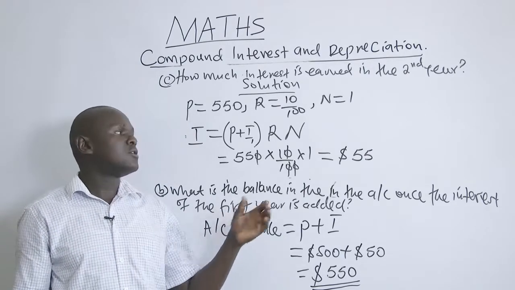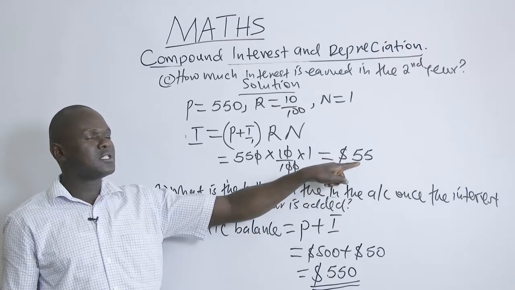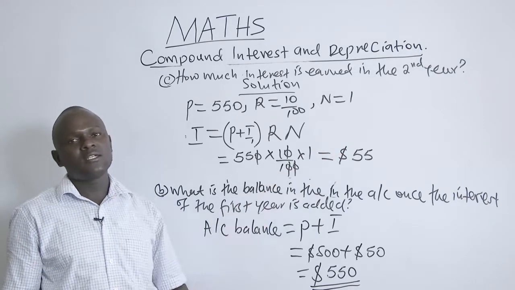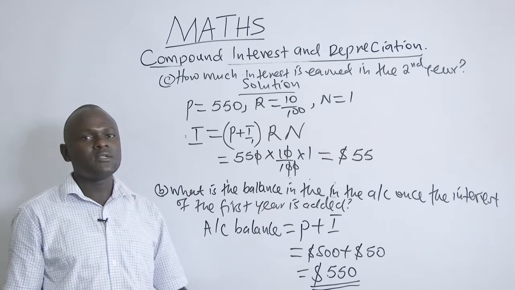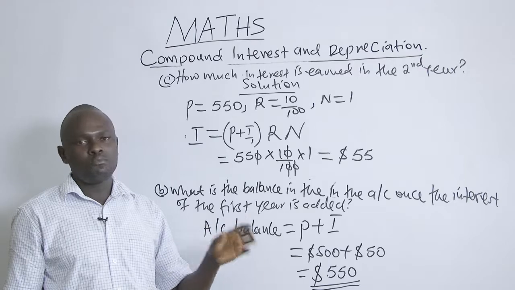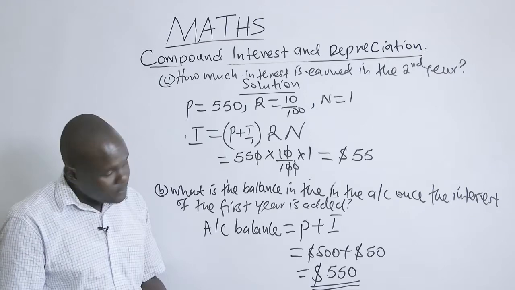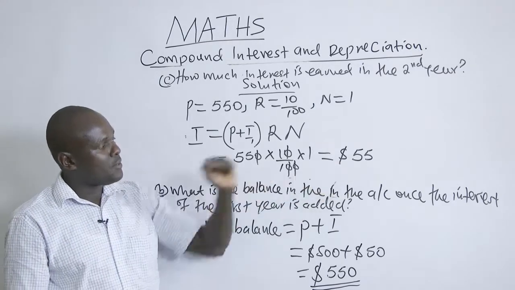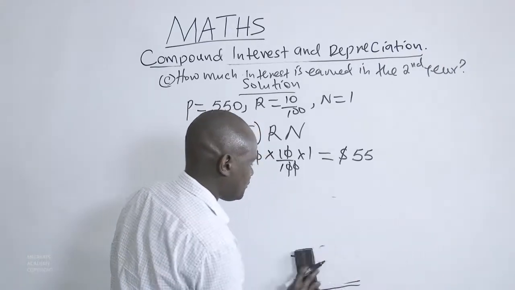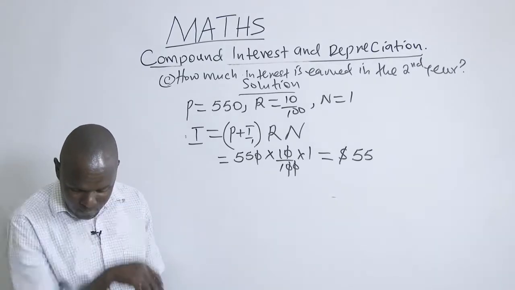Remember, in the first year we got the interest as $50, and as we move on to the second year we discover that the interest is also increasing. So if you have so many years, let us take for example 10 years, you'll discover that the interest accrued in the 10th year will be much more compared to the interest that was accrued in the first year. This is the interest that is accrued in the second year.